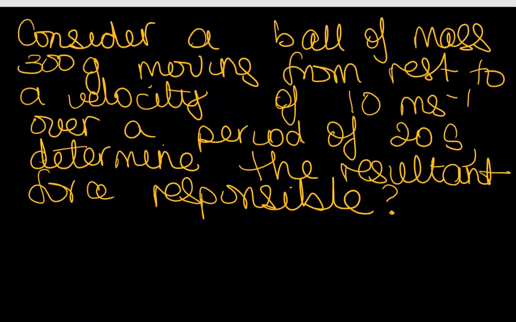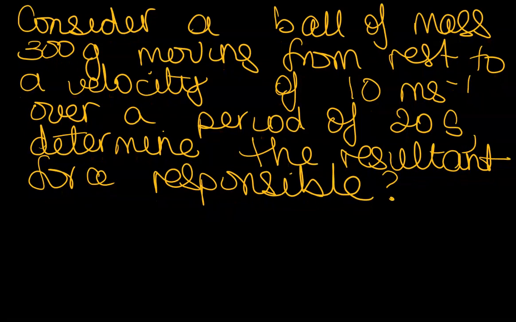Now let's apply it. Consider a ball of mass 300 grams. So again, I've identified this as mass. So that will be 0.3 kilograms. Right away, I have divided by 1,000 to convert it. Moving from rest. Now, let me elaborate on this a little bit. When we talk about rest, we're talking about an object which is stationary. And we use the term rest to establish that the velocity is 0 at that point.